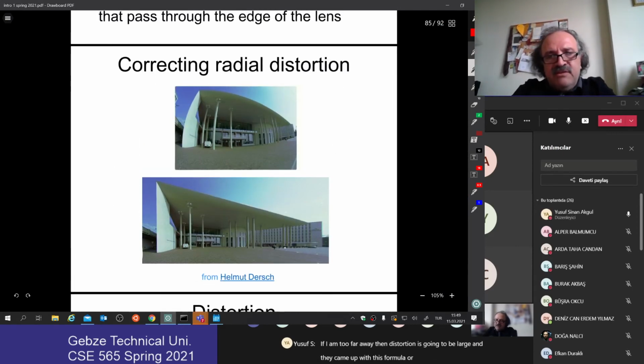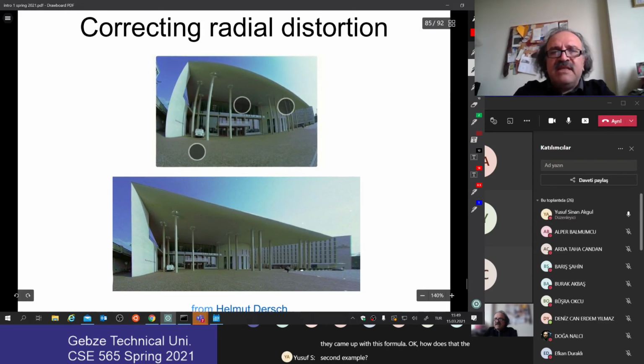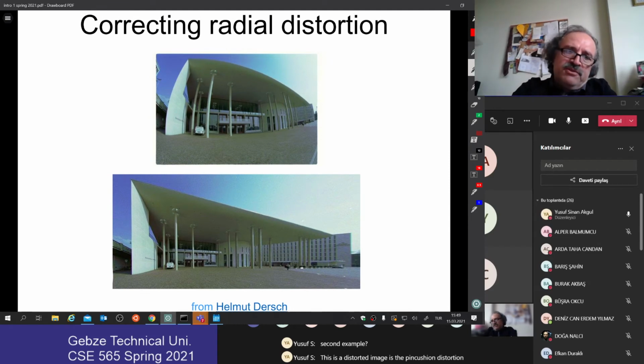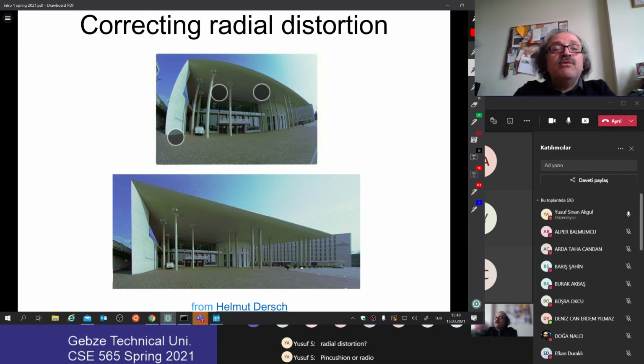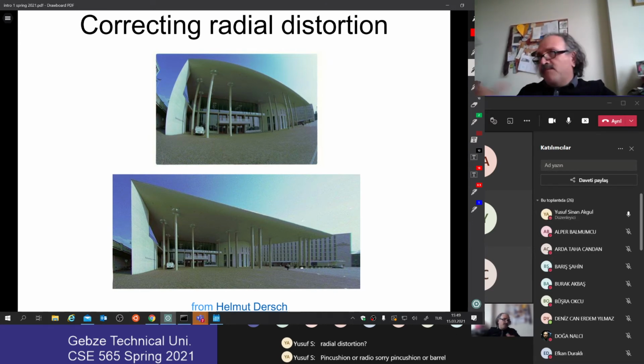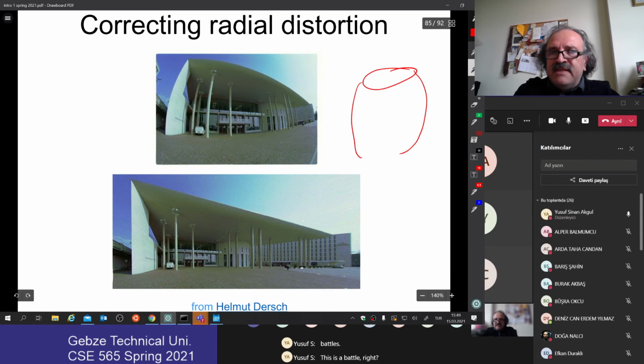Okay, this is a good example. This is a distorted image. Is this a pincushion distortion or a barrel distortion? It is barrel distortion. Barrel is like a barrel. You know the barrels? This is a barrel, right? An object like that, you put your liquids in it.